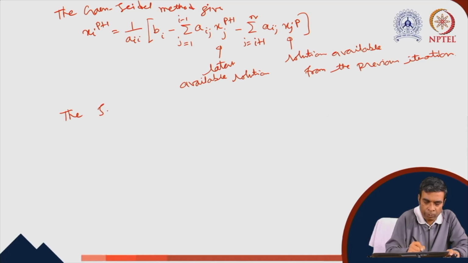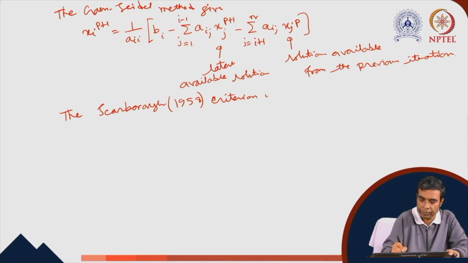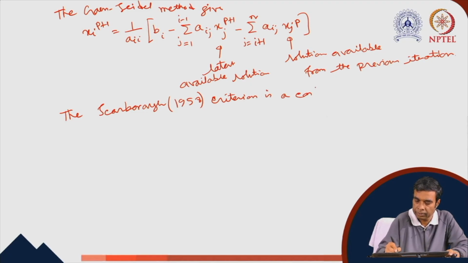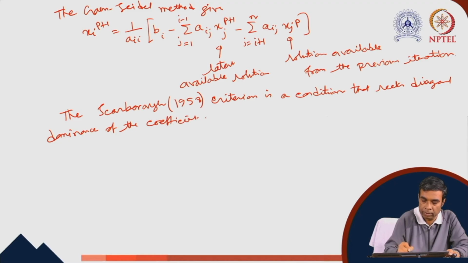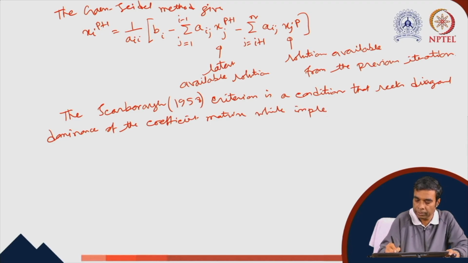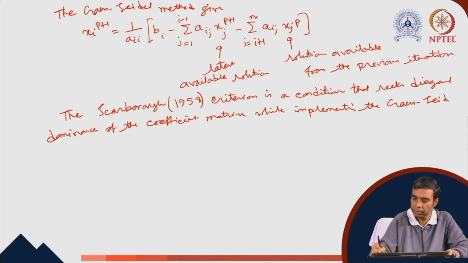The Scarborough criterion is a condition that seeks diagonal dominance of the coefficient matrix while implementing the Gauss-Seidel method.